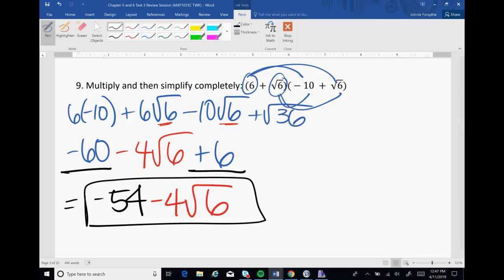Also remember, you cannot combine negative 54 minus 4. This is not just negative 4. This is negative 4 times root 6. So you can't try to combine that. That would be a no-no. That would be wrong.